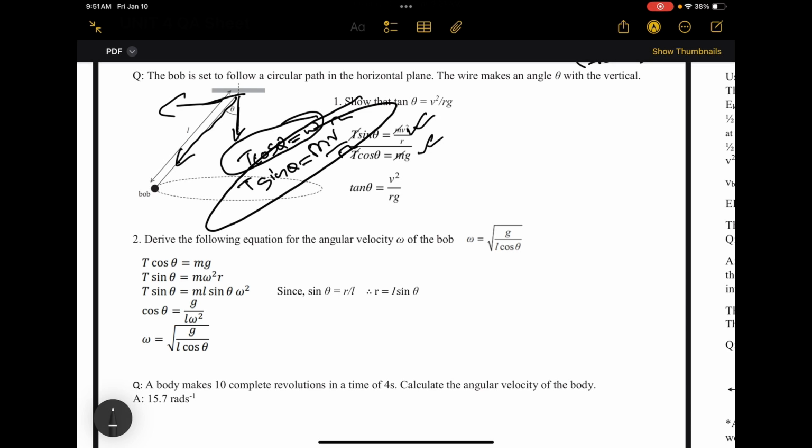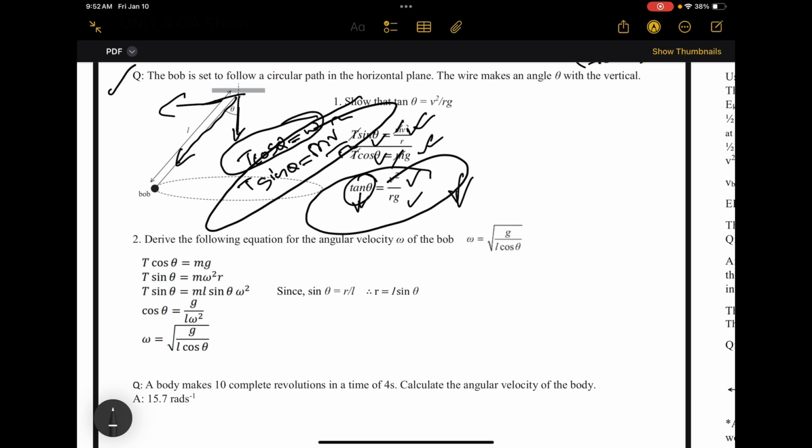And if it is required to figure out the value of theta, then divide sin theta by cos theta and make it tan theta, which becomes v square by rg, because we cancel out the masses. This is how you should use circular motion. This is the easiest and most important way to use circular motion.